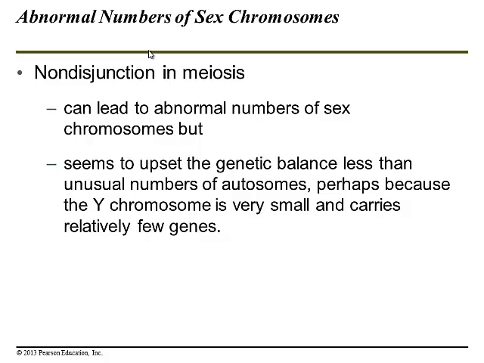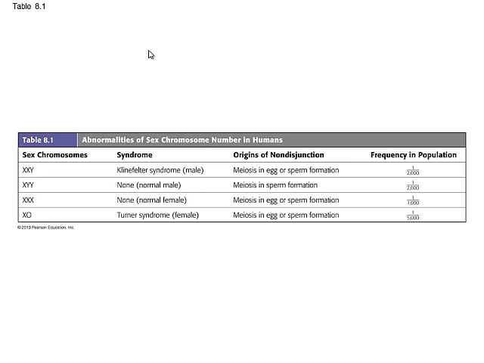Non-disjunction can lead to abnormal numbers of sex chromosomes. So too many or not enough is a problem as well. Perhaps the Y chromosome is very small and carries relatively few genes, but too many of them are going to cause a problem as well. So these are different abnormalities in sex chromosomes. We can see that on page 140 in our textbook. There's a syndrome called Klinefelter syndrome where you have a trisomy of that 23rd pair, 2 X chromosomes and a Y, which gives you a male.